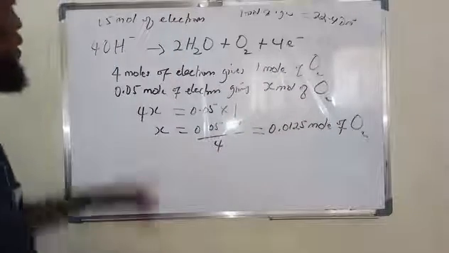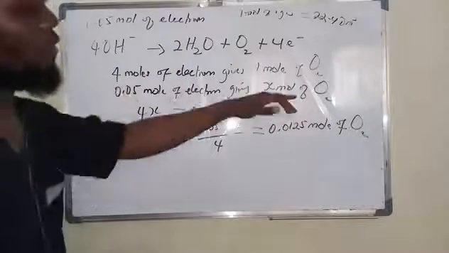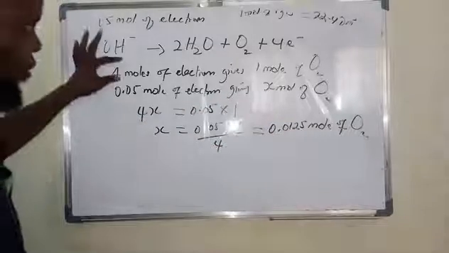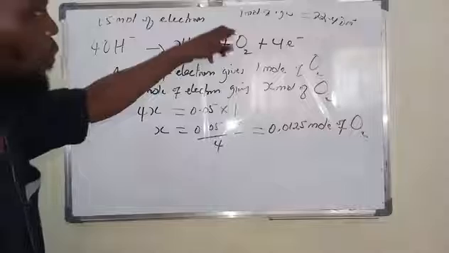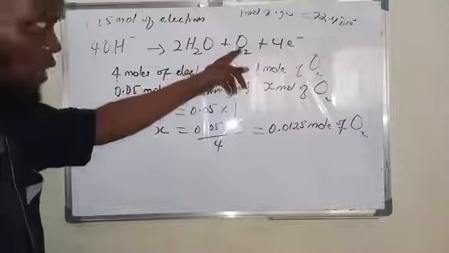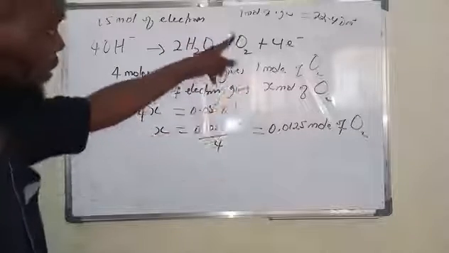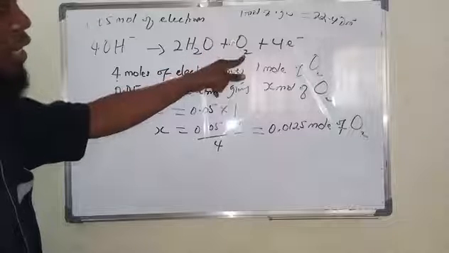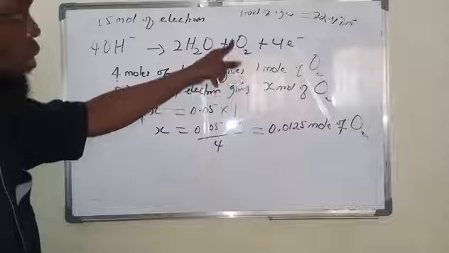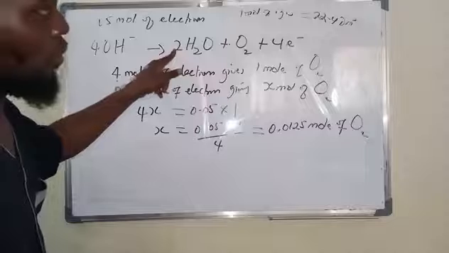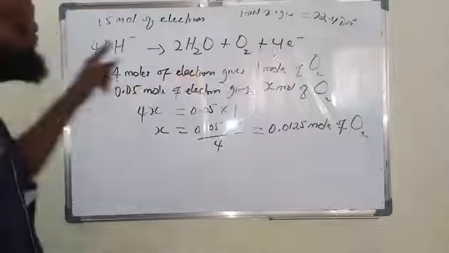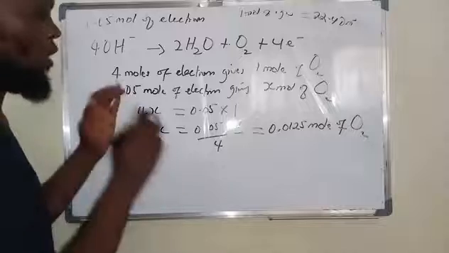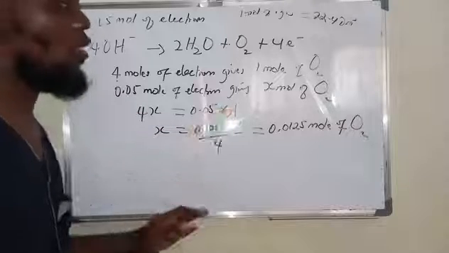It means the 0.05 moles of electrons will give 0.0125 moles of oxygen. If 4 moles, according to this equation, will give 1 mole, oxygen is O2. If there's no number here, it means it is 1. So don't look at this as 2 moles of oxygen. No, this is 1 mole of oxygen, 2 moles of water, 4 moles of electrons, 4 moles of hydroxide ions. So this electrolysis will generate 0.0125 moles of oxygen.